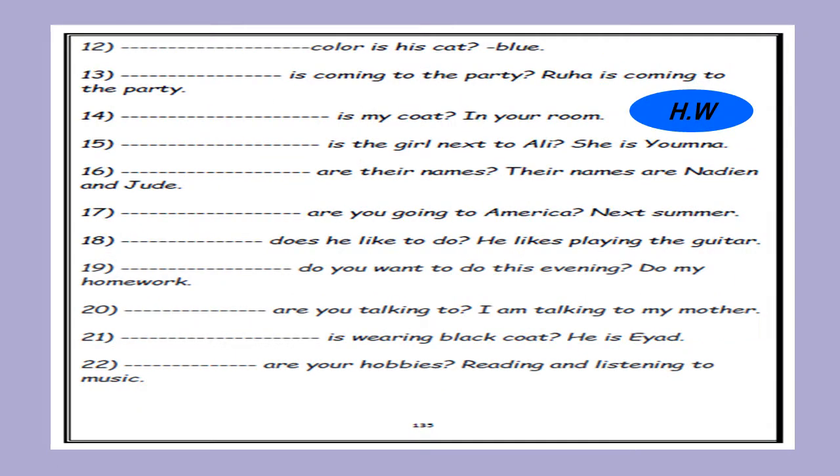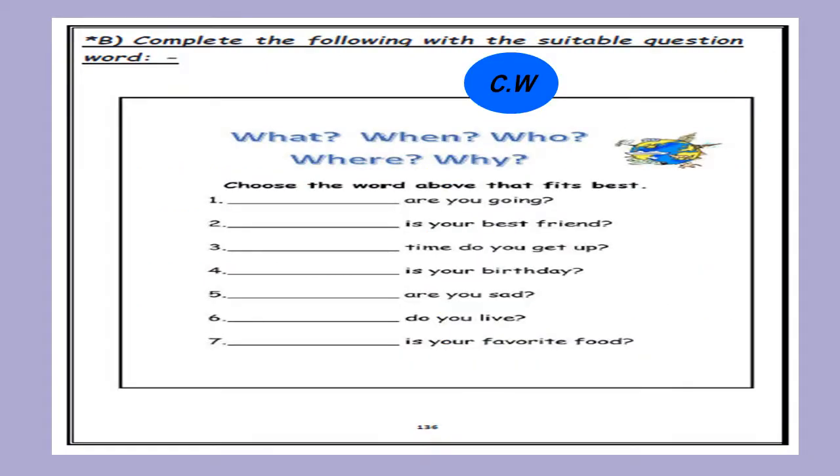Move to page 135, Primary 2. This page homework, do it at your home. Please write the correct question word at each sentence. Turn the page, please. Page 136. This page classwork. Let's start. Exercise B. Complete the following with the right or suitable question word. What, when, who, where, and why.